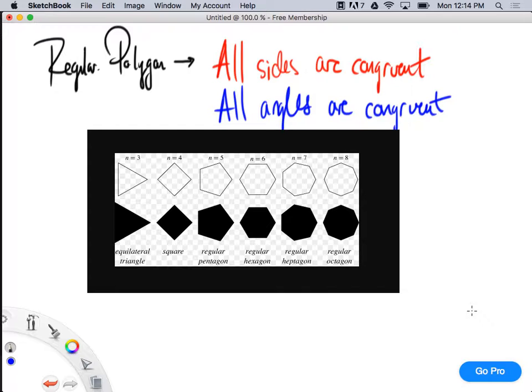Because if you look at them, all their sides are the same. All the sides and all the angles are the same. The technical way to say it is equiangular and equilateral. Angular is obviously for the angles, lateral is for the sides. So equiangular and equilateral is a regular polygon.